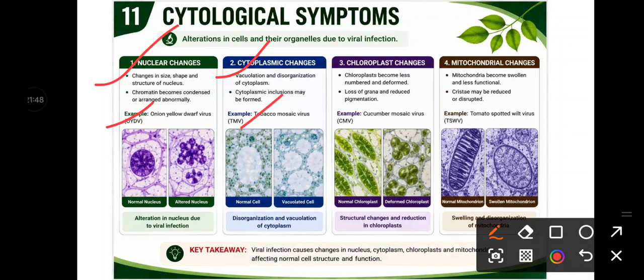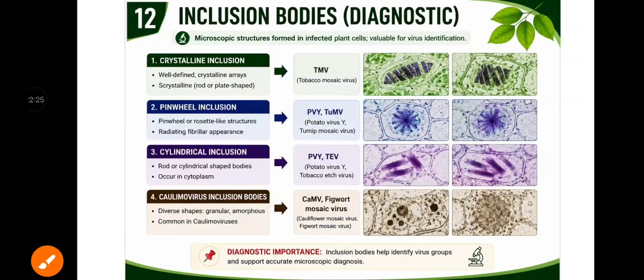So the example is TMV. Then chloroplast. Some viruses may either increase the chloroplasts or degrade the chloroplasts. Degradation of chloroplasts leads to the yellowing symptom of chlorosis, but an increased number of chloroplasts will lead to starch accumulation. Example is CMV. Then mitochondrial changes. Some viruses also cause swollen or less functional mitochondria. Example is tomato spotted wilt virus. So this is about the cytological symptom.